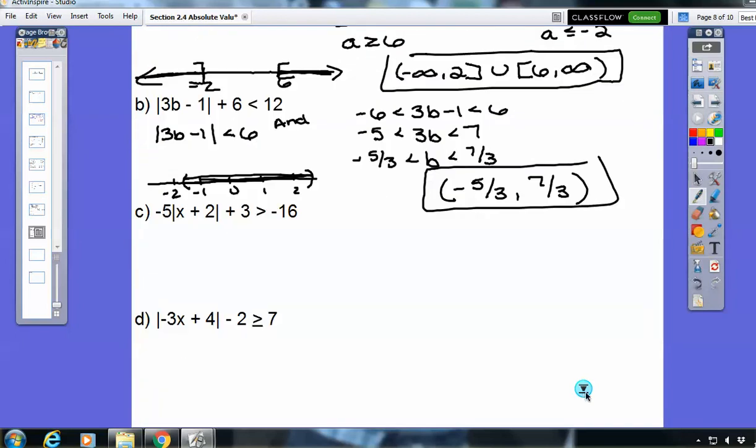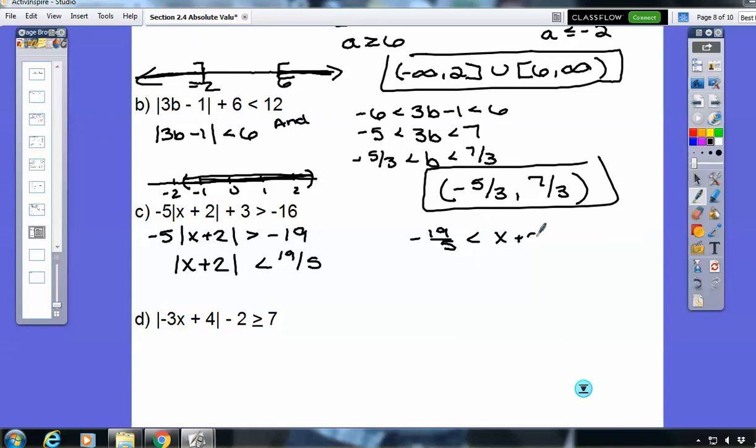Okay. Let's do one more like this, and then I've got just a couple other things that I want to mention. Okay? On C, what do I need to do first? Get the absolute value, or divided by -5, on one side. Before that, subtract 2. Subtract our 3 first. So that's -19. Now divide by -5. When you divide by a negative, what happens? Okay. So, "and" or "or"? And, so you make your one compound inequality.